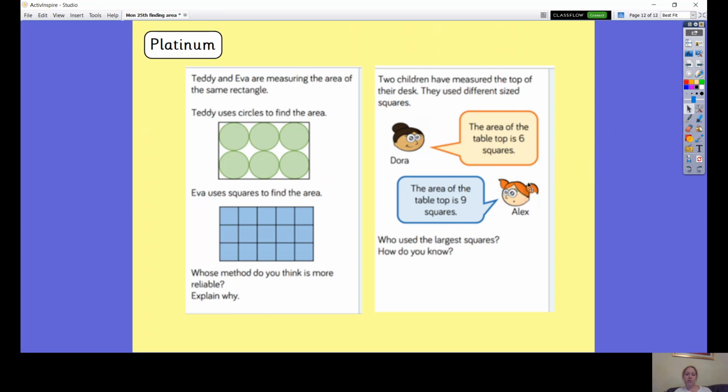Okay, you might want to, for that one, actually measure the top of a table, a smallish table, with some cut out squares and see what happens when you change the size of the squares. Or you can measure even, it doesn't have to be a table, it could be a piece of paper or something. So you might want to make something a bit practical to help you with that. So maybe get something that you're going to measure the size of, a small coffee table or something, measure the area of it with smaller squares, and then measure it with bigger squares, and that will help you to work out the answer to this question.